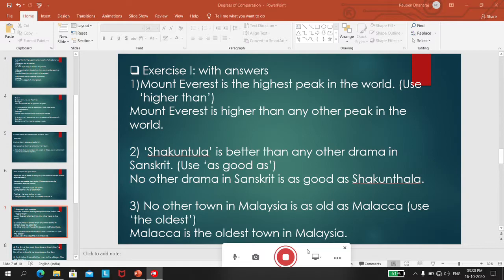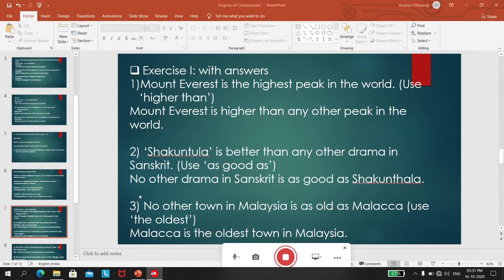Now in the exams, we do ask like this. Mount Everest is the highest peak in the world. Use higher than. My expected answer would be: Mount Everest is higher than any other peak in the world. You got it? Now, Shakuntala is better than any other drama in Sanskrit. Use as good as, or I might ask, use good.